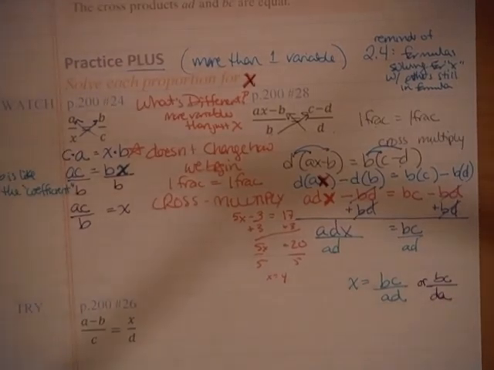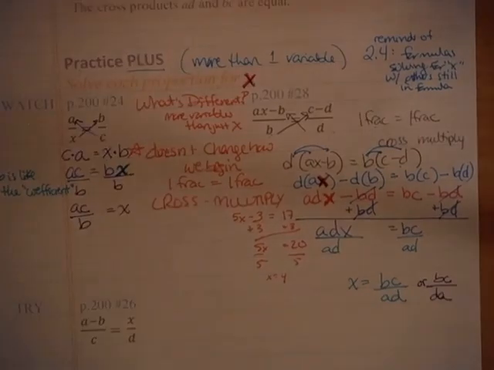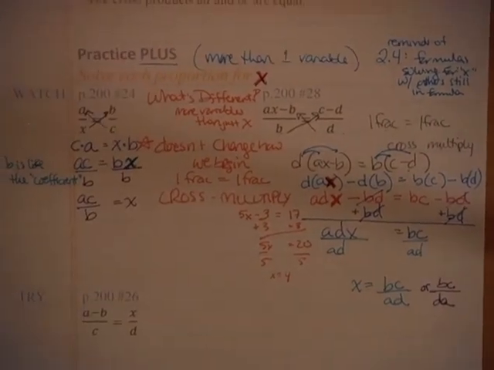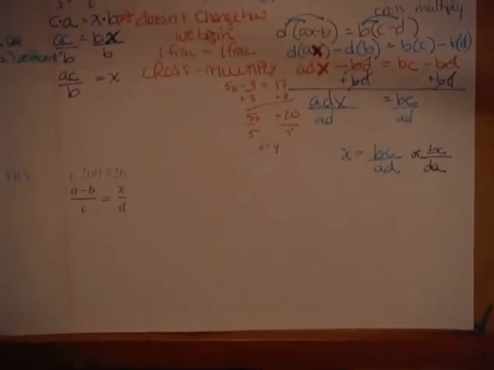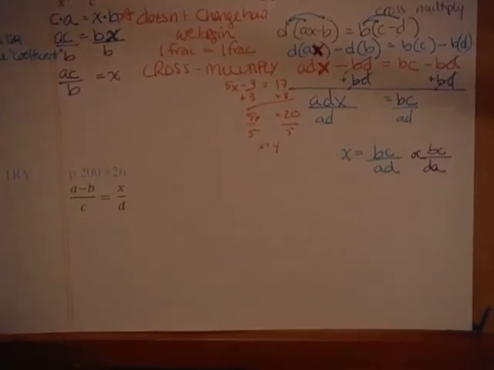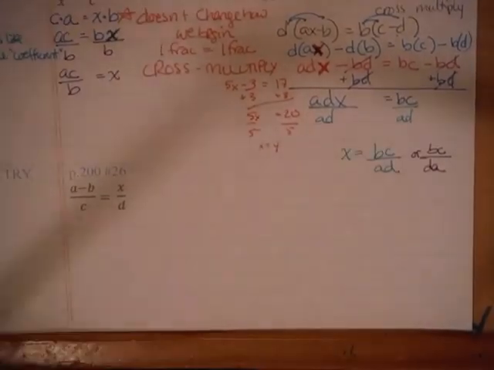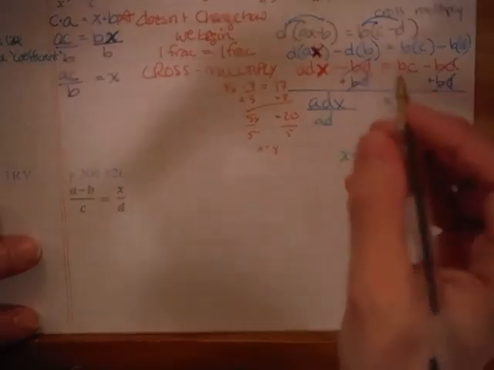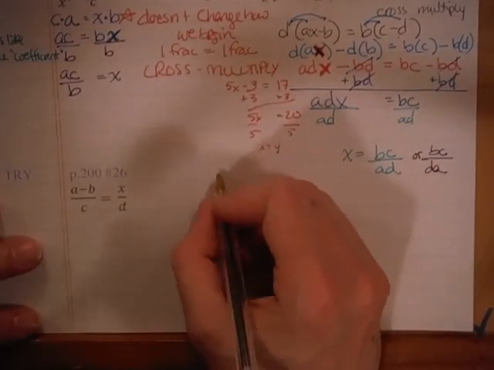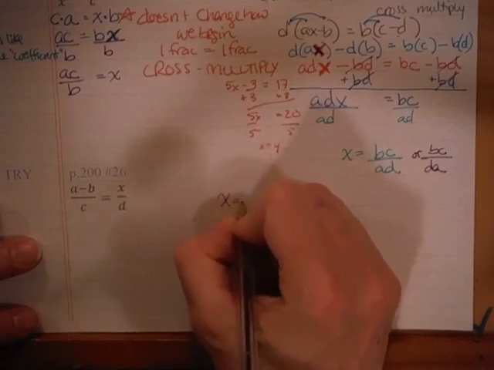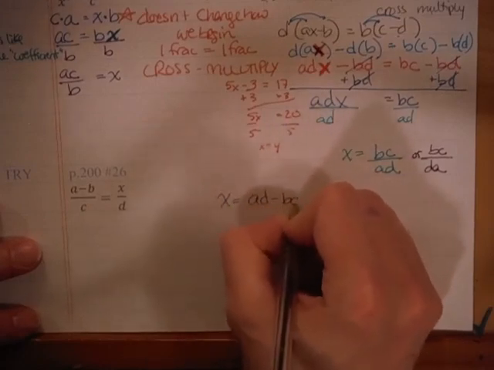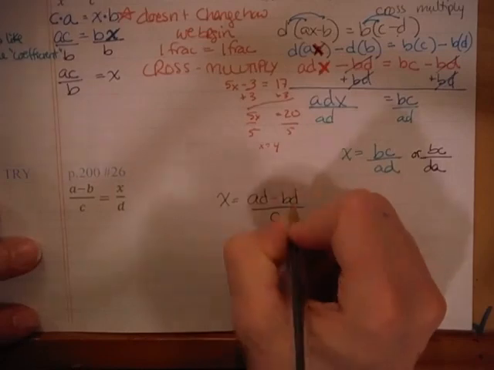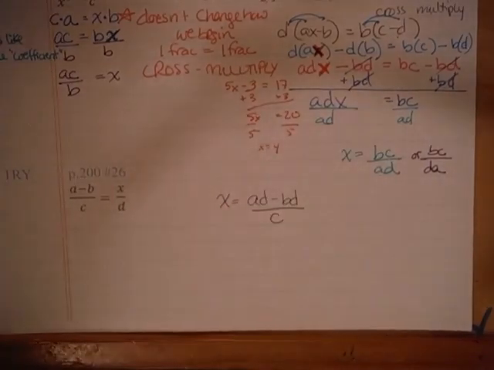Okay? You get to try number 26. Let's see, did I adjust far enough down there? There's number 26. So hit the pause button and then come back for the answer. Alright, the answer to 26 is when you isolate x, you should get ad minus bd over c.